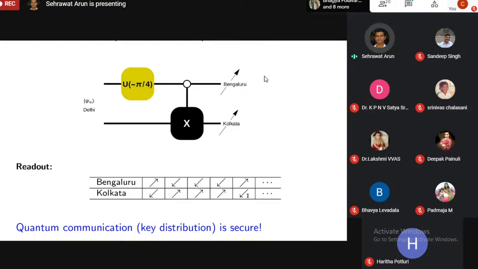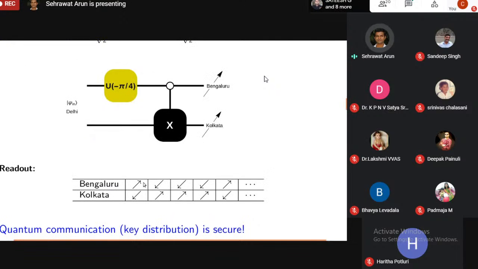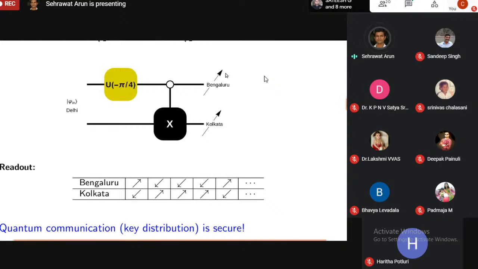So if Bangalore wants to send some information to Kolkata, then Bangalore takes this key to encode the information and sends it to Kolkata, and Kolkata takes this key to decode the information, right? And the important point here is that such a correlation is possible in any direction, provided they choose the same direction. If they choose any other direction to measure their spin, you will find the same correlation, provided the two are in the same direction, right? So this is a much stronger correlation.